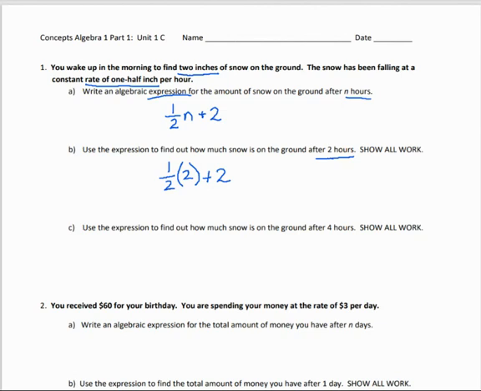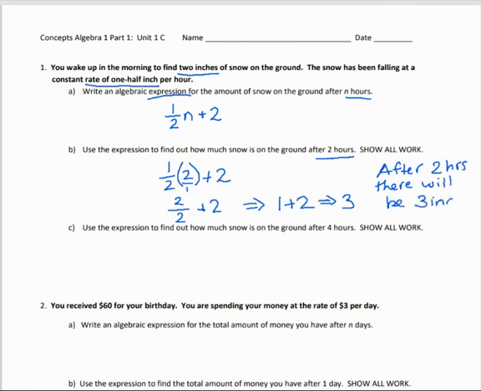Now, however many hours, that's what we plug in for n. And then we simplify. Well, how do I multiply 1/2 times 2? Remember, this is really like 2 over 1. And we have 1 times 2 is 2. 2 times 1 is 2. And then we simplify that. 2 over 2 is just 1. So 1 plus 2 gives me 3. So what does that mean? After 2 hours, there will be 3 inches.